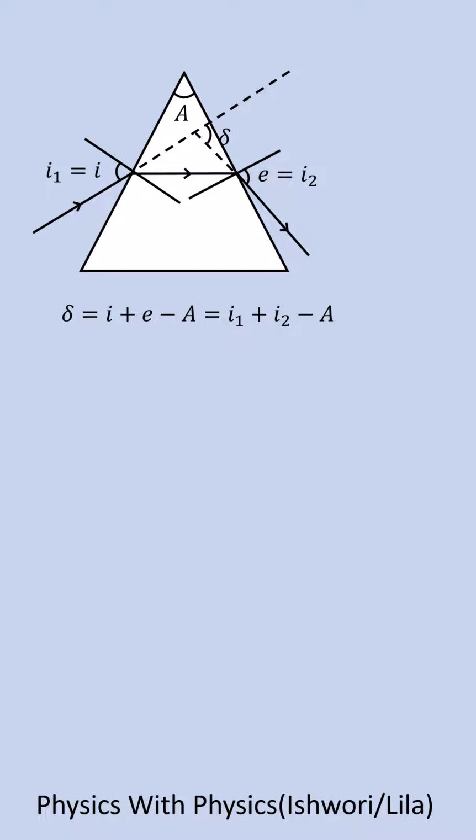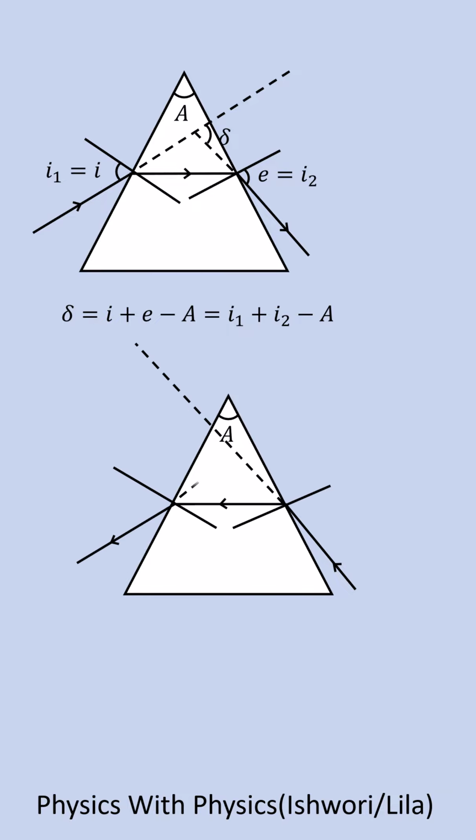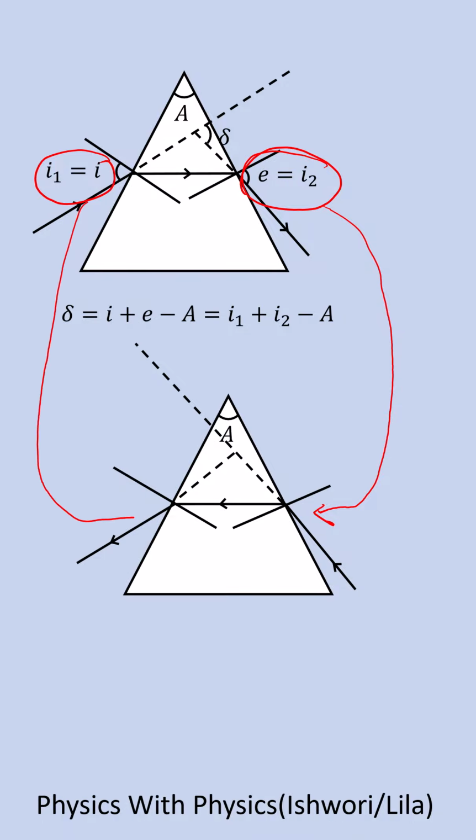In this case, the deviation produced is delta equals I1 plus I2 minus A. We just saw it. Now, let's apply the principle of reversibility. In the first case, the angle which was the angle of emergence is the angle of incidence in the second case. The angle which was the angle of incidence in the first case is the angle of emergence in the second case. If the value of deviation here is x degree, then the value of deviation in this case also will be x degree.